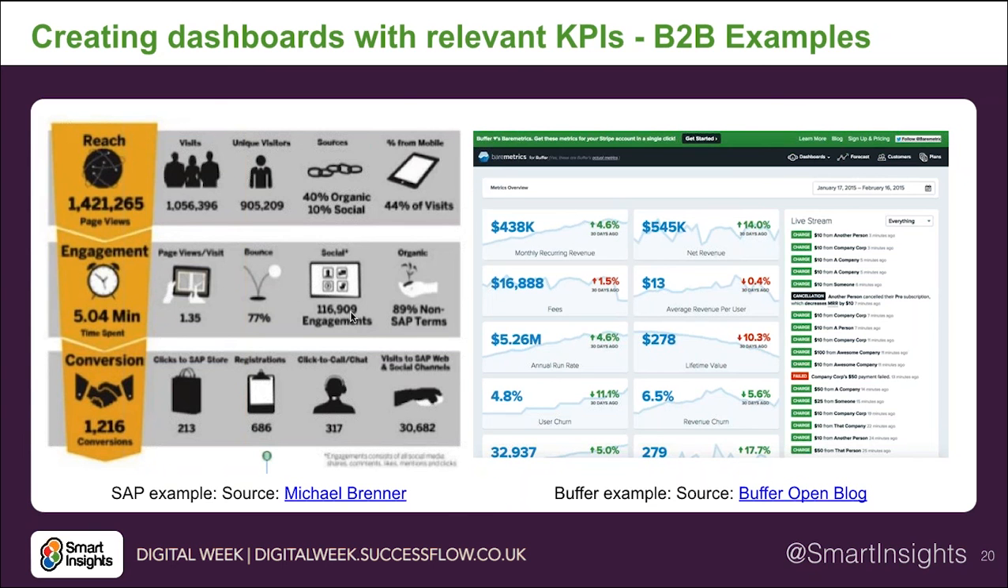Quite interesting because they're actually sharing all this data publicly. If you go and look at the Buffer open, that's the social media service. But for Smart Insights and using Google Analytics, what we recommend is that you tailor according to the RACE planning framework, like so.